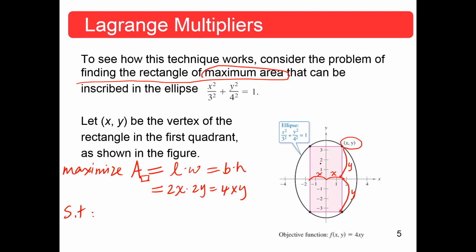Subject to the condition that the point (x, y) must be on this ellipse. Is that clear? It can't go anywhere else. It has to be on this ellipse. So it should fit the equation of the ellipse, which means x squared over 9 plus y squared over 16 should equal 1. So if we write it out, that's going to be the constraint optimization problem we are solving here. Make sense, folks? Okay.